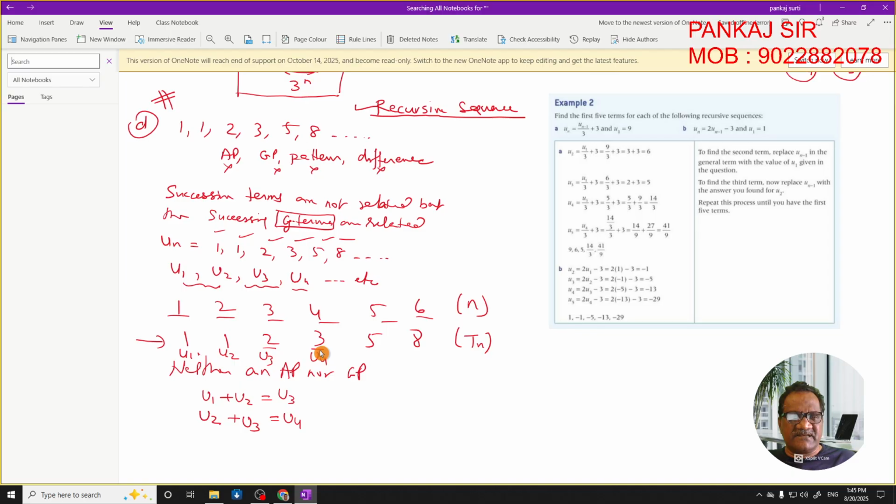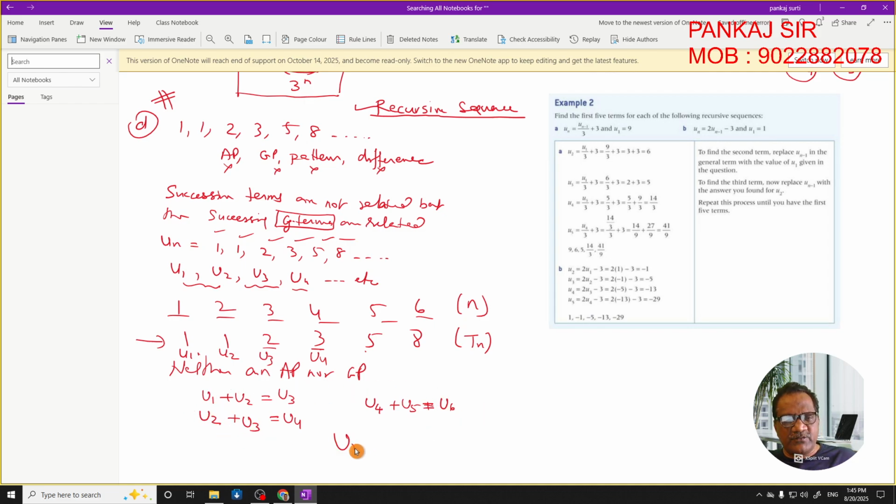Here also I'll see 3 and 5. 3 is what? It is the fourth term, u4. 5 is what? It is the fifth term. So 3 plus 5 is what? 8. And 8 is what? It is the sixth term. So you can see this happening.